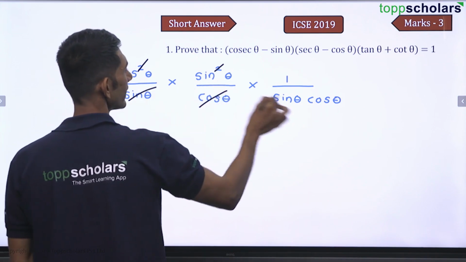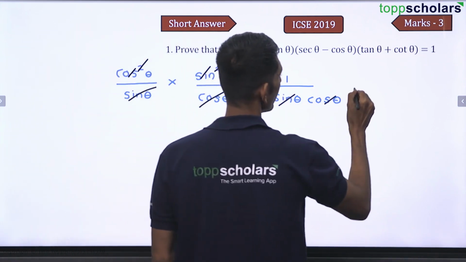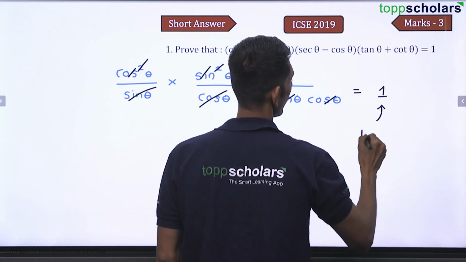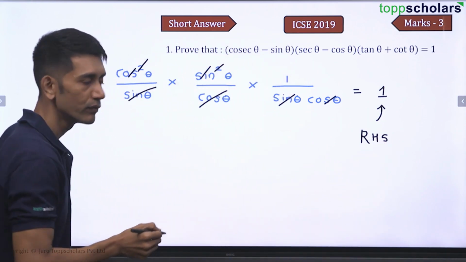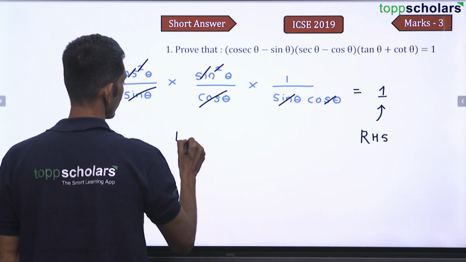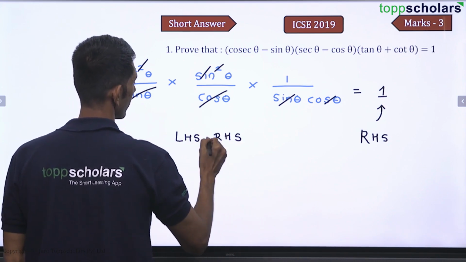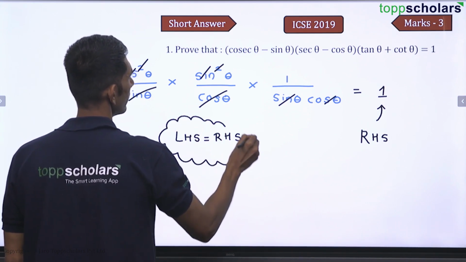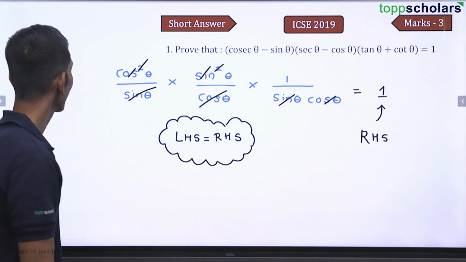And then sin gets cancelled, cos gets cancelled, and you get 1. And what is 1? 1 is your RHS. So we have successfully proved that the LHS and the RHS are equal. That means we have proved it. Very easy, correct? Okay, let's continue.